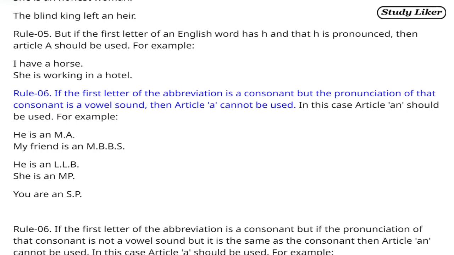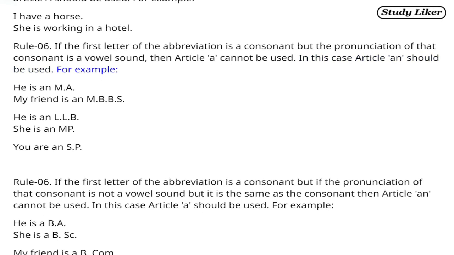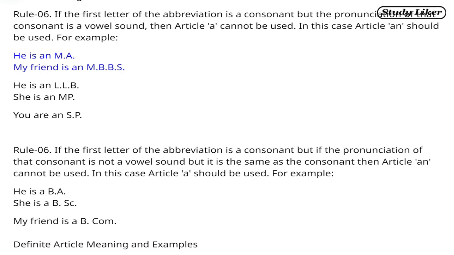Rule 06. If the first letter of the abbreviation is a consonant but the pronunciation of that consonant is a vowel sound, then article a cannot be used. In this case article an should be used. For example, he is an MA. My friend is an MBBS. He is an LLB. She is an MP. You are an SP.